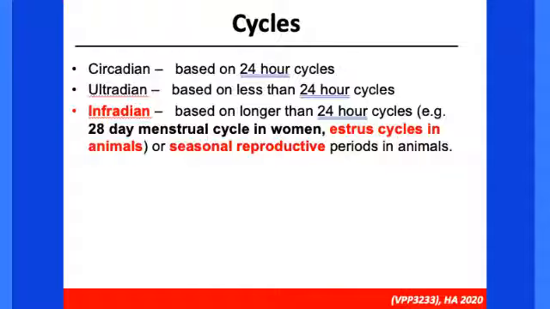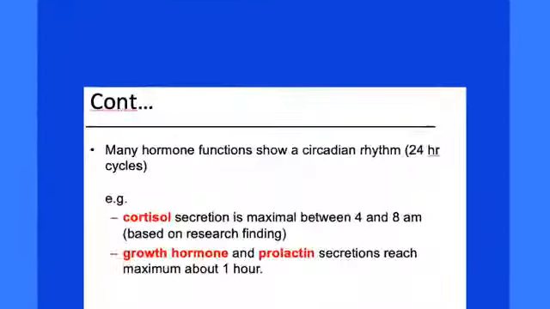Circadian is based on 24-hour cycles, ultradian is based on cycles less than 24 hours, and infradian is based on cycles longer than 24 hours. For example, the 28-day menstrual cycle in women, especially in humans, the estrous cycle in animals, or seasonal reproductive periods in animals. So the endocrine control system is actually based on the cycle. Okay, so we move to the next slide.